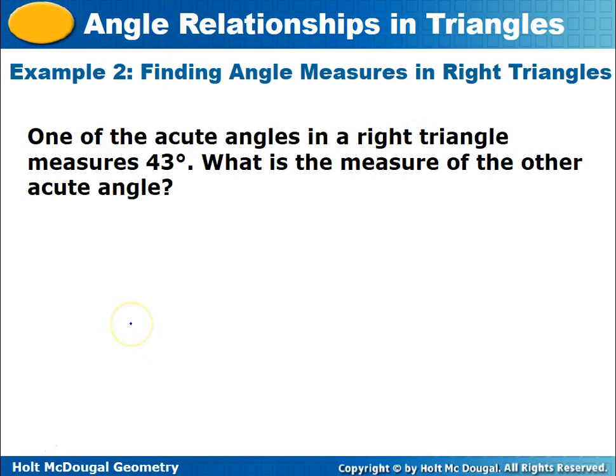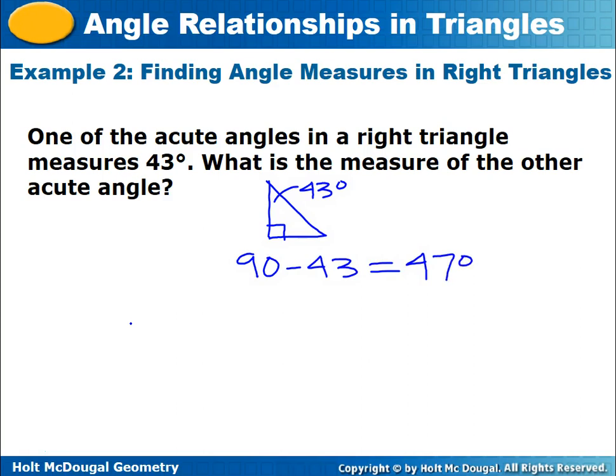So the first one says one of the acute angles in a right triangle measures 43 degrees, what is the measure of the other one? So I'm going to go ahead and draw this because some of y'all are visual, and I'm going to say this is 43 degrees. So again, because we've already used 90, we only have 90 left for the other two angles. So we're going to say 90 minus 43, and that's 47 degrees. And the reason why I didn't do 180 again is because I've already used 90 and I only have 90 left.